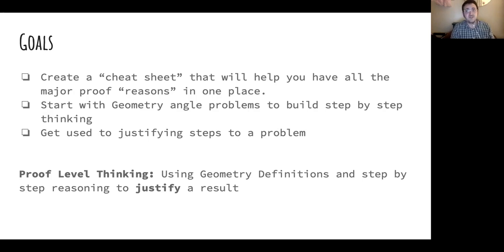And this result could even be, why does the angle in this diagram equal 50 degrees? You may not argue about a geometric result in real life. But if you're writing a good quality English paper, if you are making an argument about something, you are going to have to use specific evidence in a logical manner. And geometric proofs really are a concrete example of being able to do this.